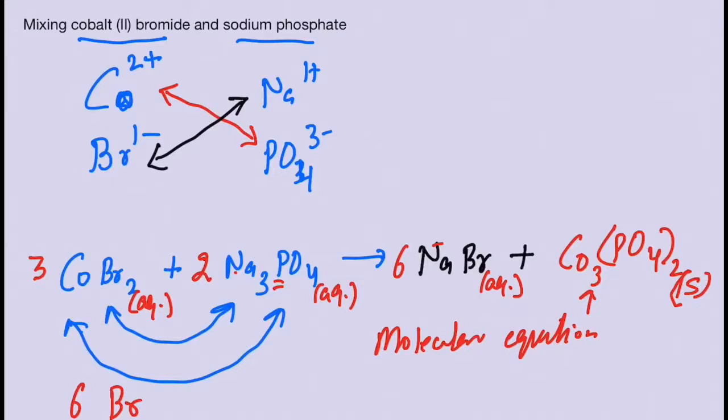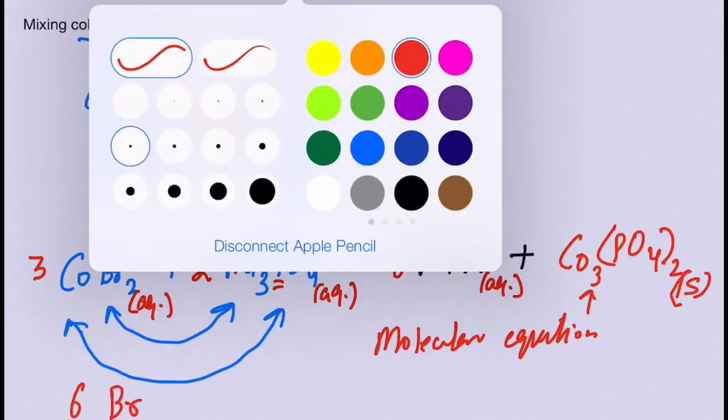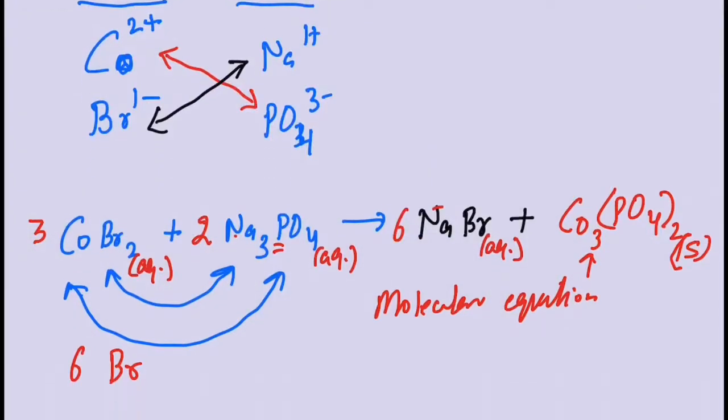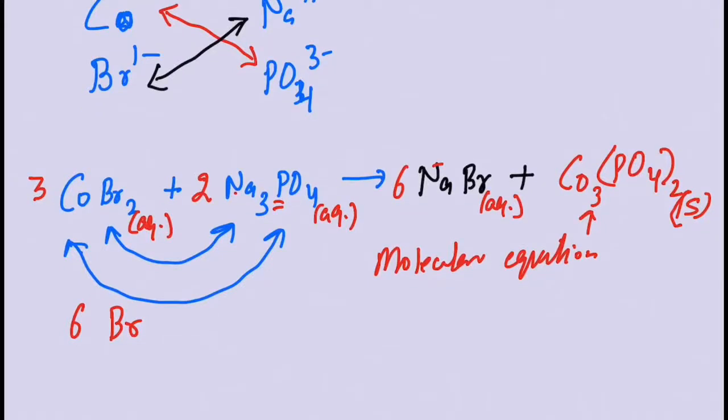Okay, well, after writing the molecular equation, it's time to write the ionic equation. So when you're writing the ionic equation, you have to break down all the aqueous into the ions and leave the solid as it is. So let's start from the reactants. So let's write the ionic equation.